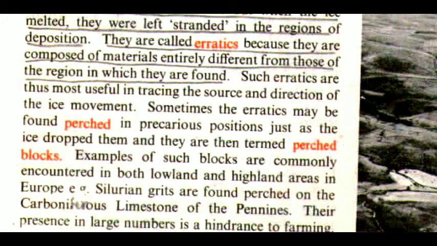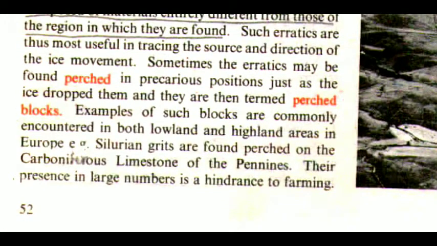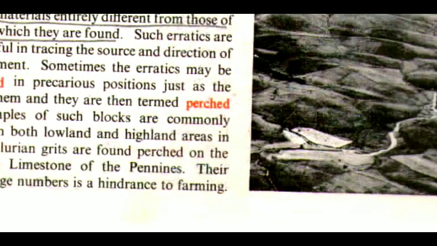Sometimes the erratics may be found perched in precarious positions just as the ice dropped them, and they are then termed perched blocks. Examples of such blocks are commonly encountered in both lowland and highland areas in Europe. For example, Silurian grits are found perched on the Carboniferous limestone of the Pennines. Their presence in large numbers is a hindrance to farming.